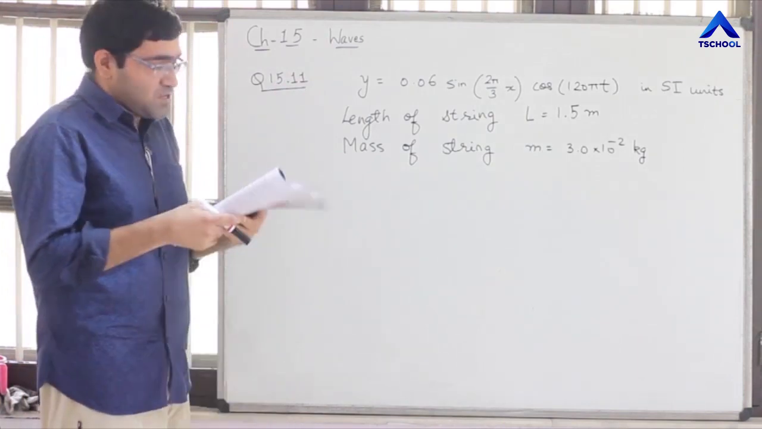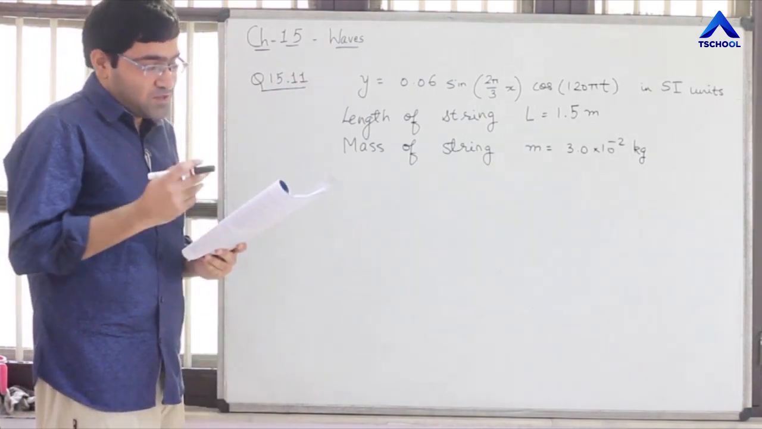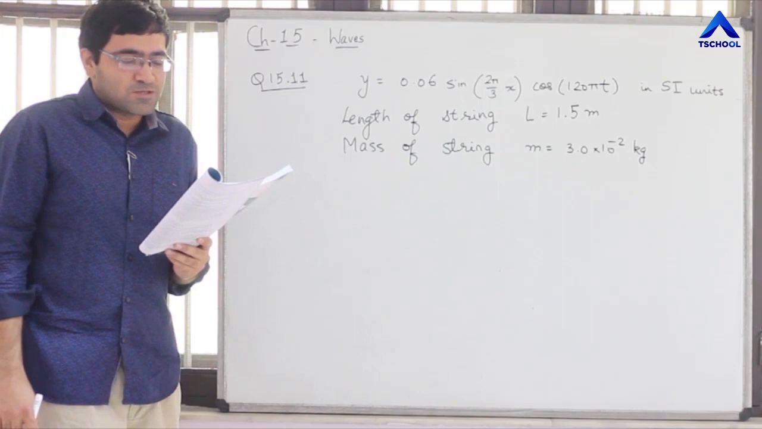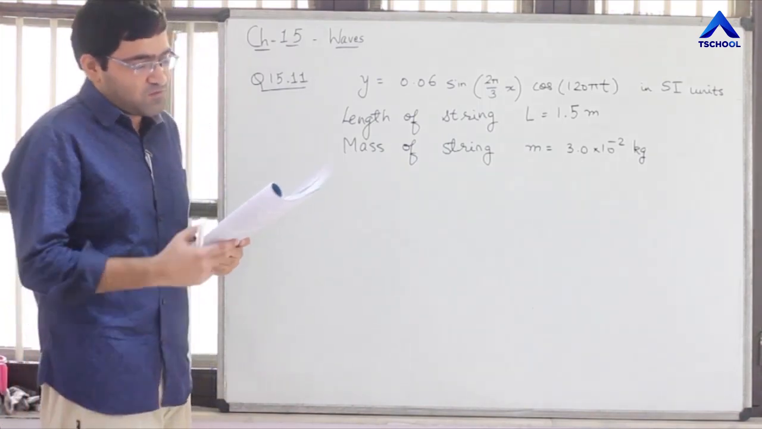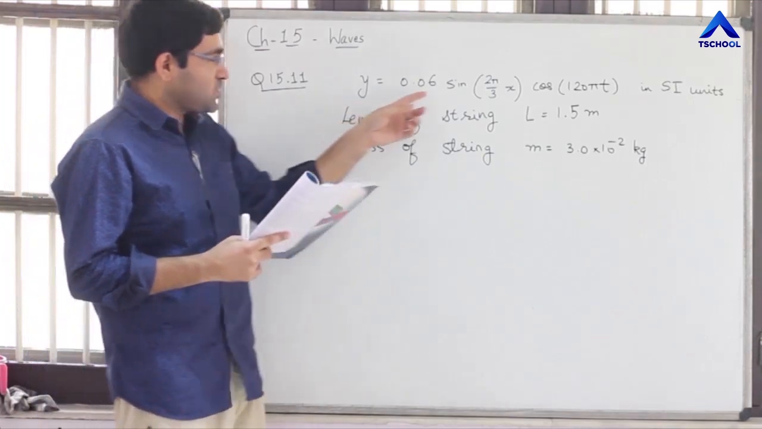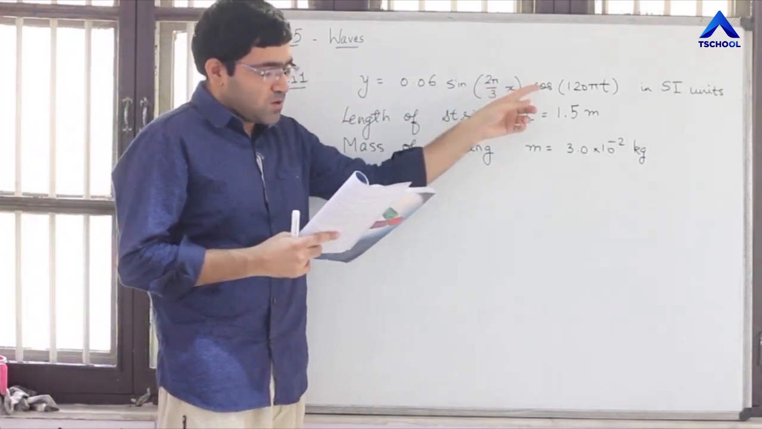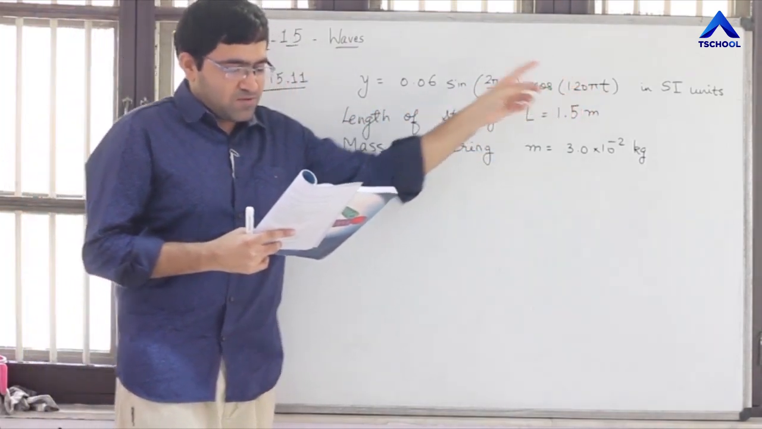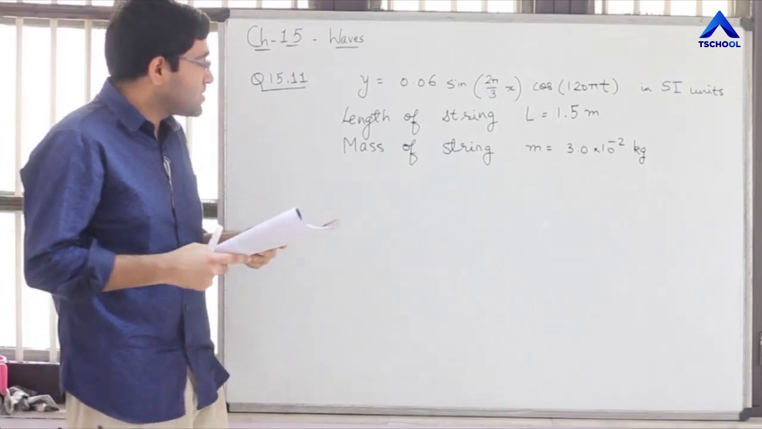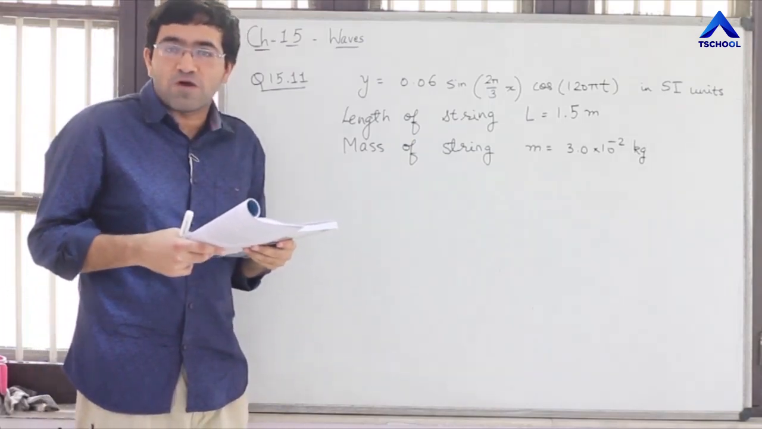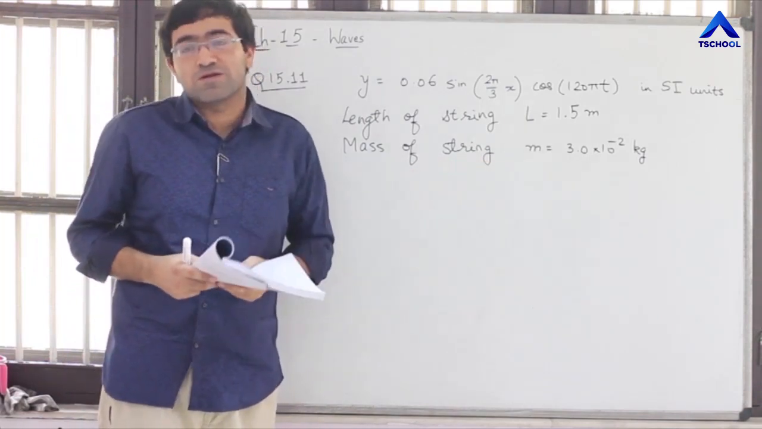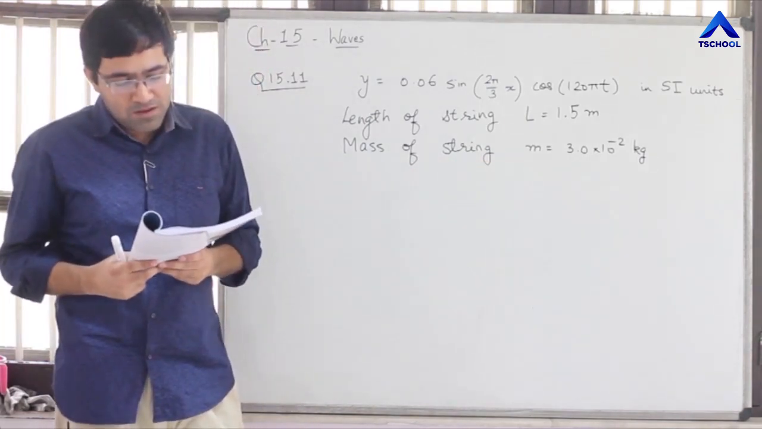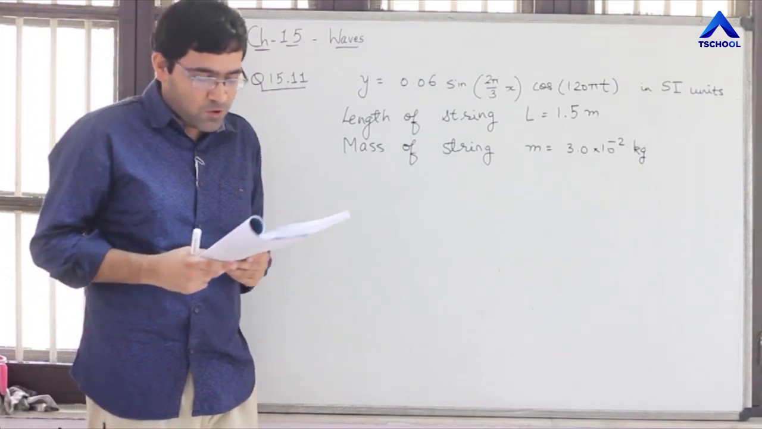As you can see, the data says the transverse displacement of a string clamped at both ends is given by y of x comma t is 0.06 sine 2 pi by 3 x cos 120 pi t, where everything is in SI units. The length of the string is 1.5 meter and the mass of the string is 3.0 into 10 raised to minus 2 kg. Question says, answer the following.